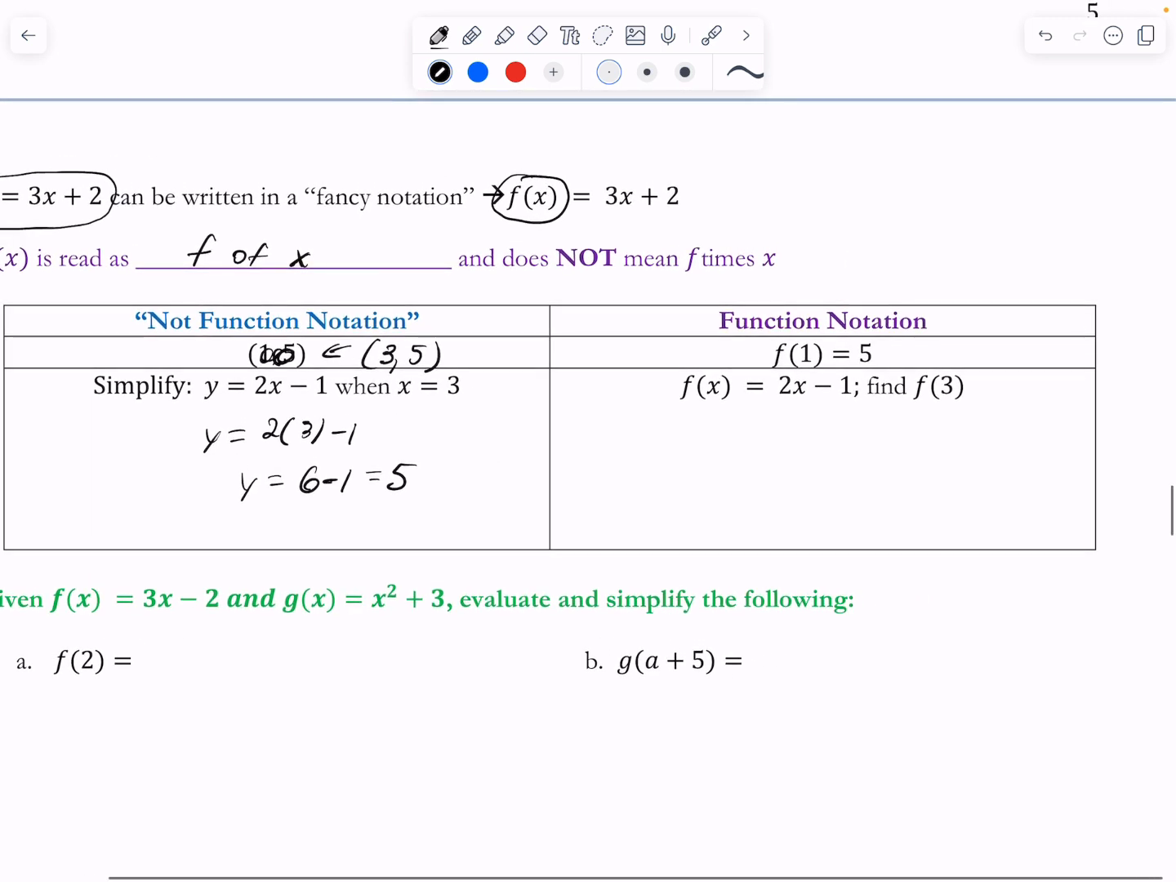Now this next one, same thing. I'll put the 3 there. I'm going to plug in 3.